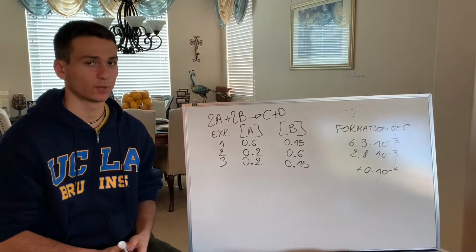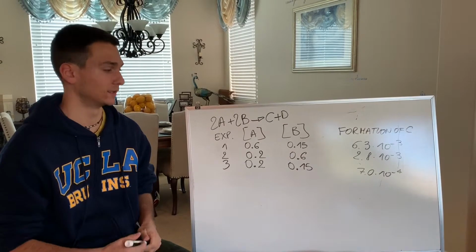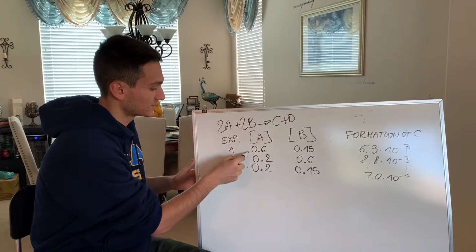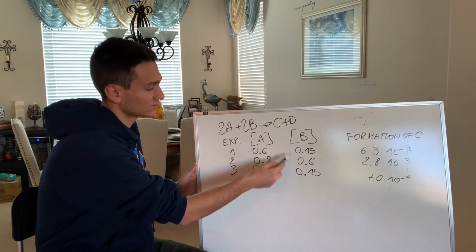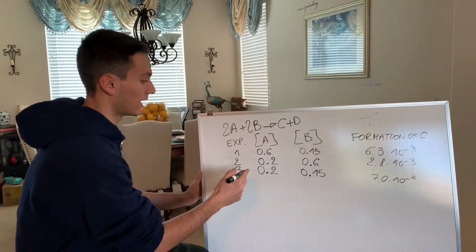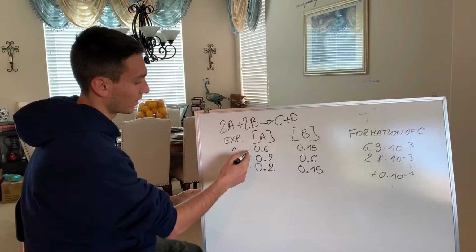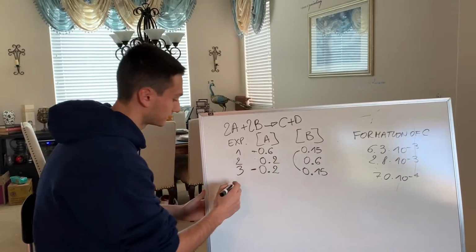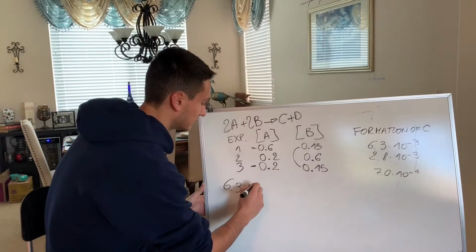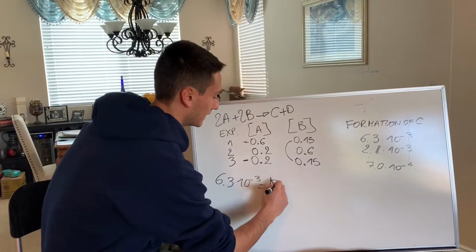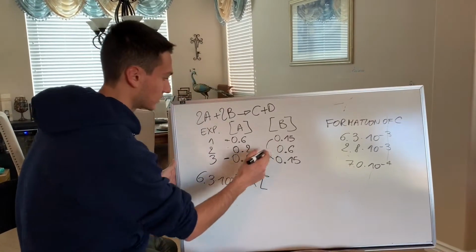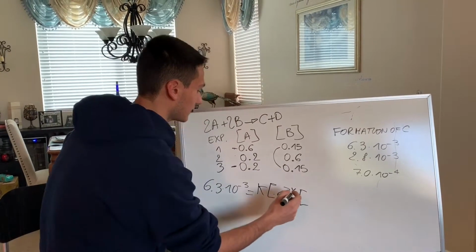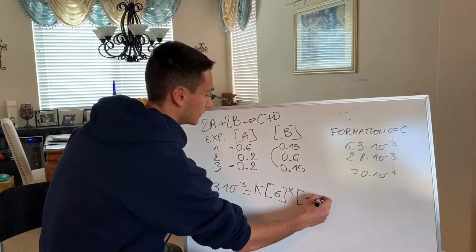So this is a sample problem, and the first question is to find the rate law. So I go ahead and try to figure out which experiments have the same concentration so that they cancel when I divide them. I'm going to choose number 1 and number 3 because I see that the concentration of B is the same. So I write 6.3 times 10 to the negative 3. Then the k, the concentration of A to some power, and then the concentration of B to some power.